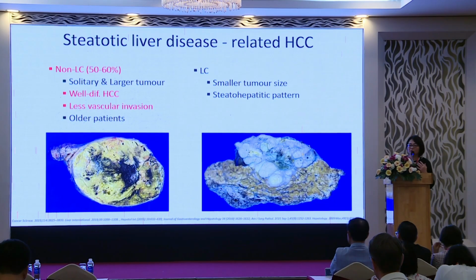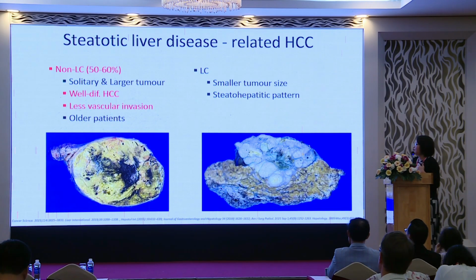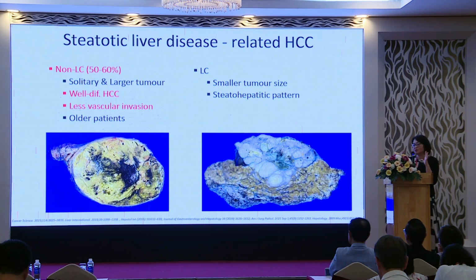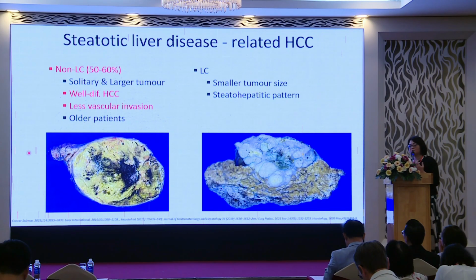A similar feature can be also seen in the context of steatotic liver disease-related HCC. In fact, nearly 50 or 60% of steatotic liver disease-related HCC occurs in non-cirrhotic condition. And this type of tumor also presents solitary at a larger tumor size, but less vascular invasion, and the tumor is usually well differentiated. So this type of tumor is good for the curative operation. This operation is a good indication for this type of tumor, because after curative operation, patient can expect a good prognosis.